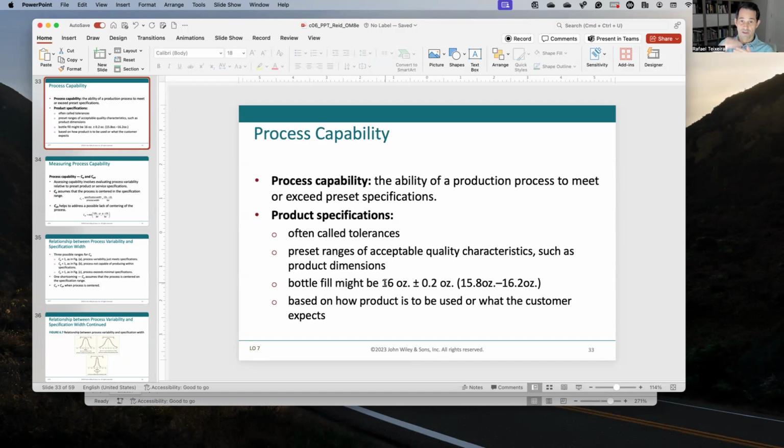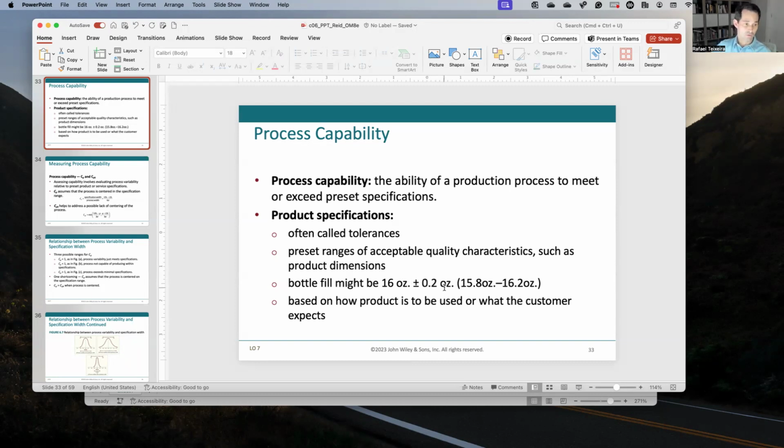Machines have to fill them because that's what the company is selling. Sometimes machines, because of variability, because of movement, because they're working, go out of balance, and there is some variability that is accepted. For example, in this case, plus and minus 0.2 ounces. That would be acceptable within the specification limits.